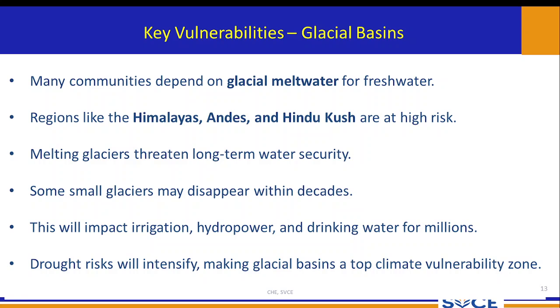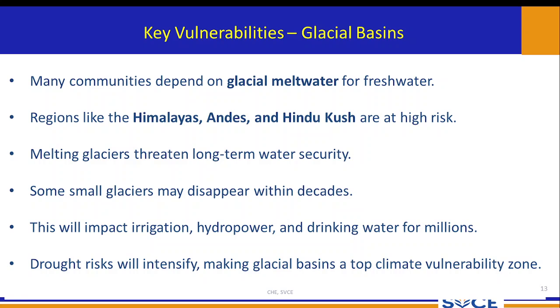Regions like the Himalaya, Andes, and Hindu Kush are at high risk. So these glacial basins are melting. Melting glaciers threaten long-term water scarcity because of the very fast melting of these glaciers. Obviously, water scarcity may arise. So melting glaciers threaten long-term water security. Some small glaciers may disappear within decades. This will impact irrigation, hydropower, and drinking water for millions.